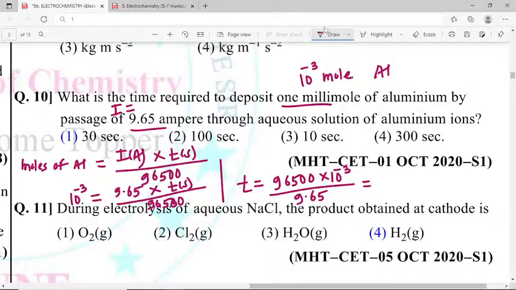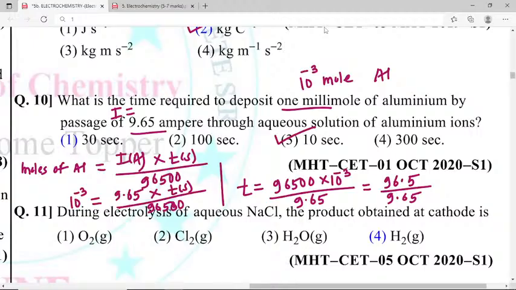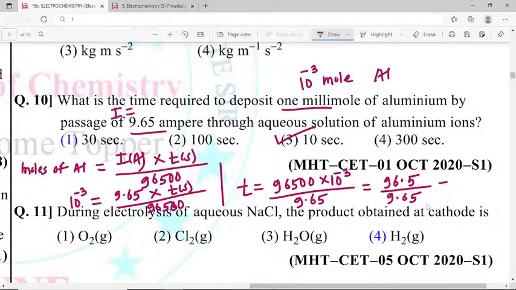This is 1, this is 1, 2 and 3. So 96.5 and this divided by 9.65. So 10 seconds is the answer. Please check. 10 seconds is the answer. The answer is 10 seconds. Okay, please check.